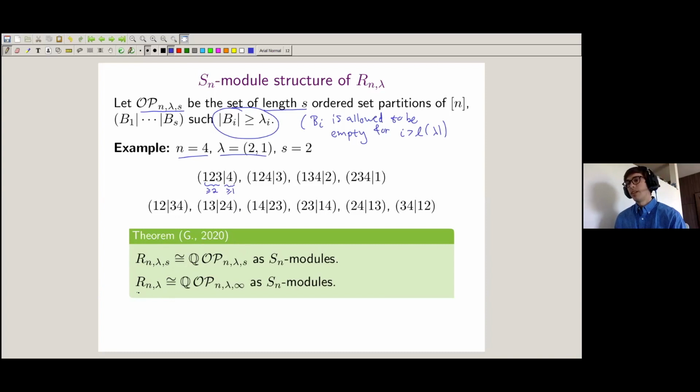And what about R_{n,lambda} without the s? This is sort of like the limit. I won't be precise here, but the limit as s goes to infinity of the one with the s in it, because as you allow your variable powers to get higher and higher, the graded pieces will start to stabilize to the graded pieces of R_{n,lambda}. So all you have to do, to get the formula for this, is take the limit as s goes to infinity. So what does that mean? It means allow infinitely many blocks.